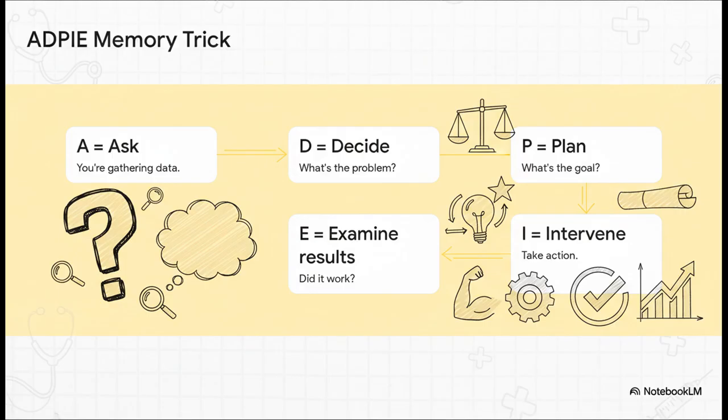Forget all the complex definitions for a second, and just remember these 5 words. A is for ask, you're gathering data. D is for decide, what's the problem? P is for plan, what's our goal? I is for intervene, let's take action. And E is for examine results. Did it work? Ask, decide, plan, intervene, examine. That's it. That's the whole thing.